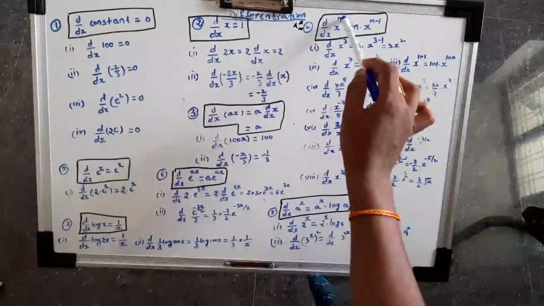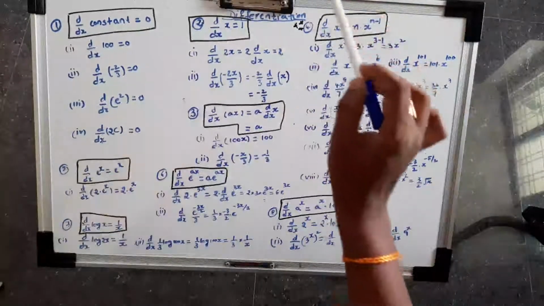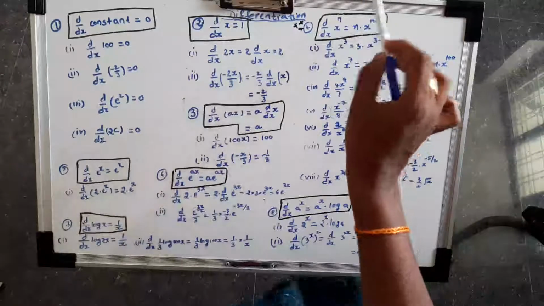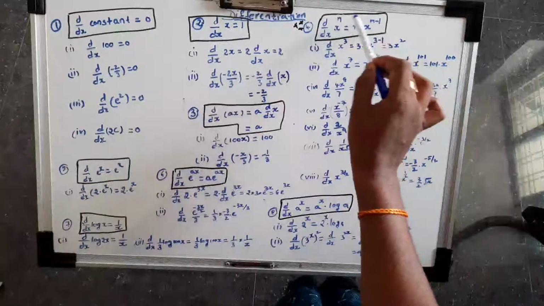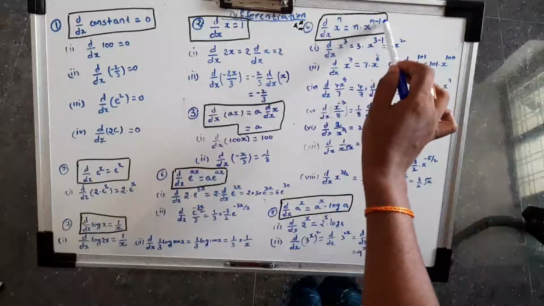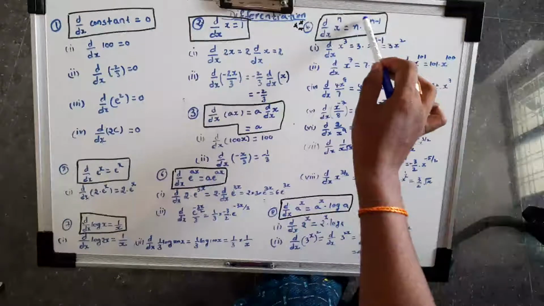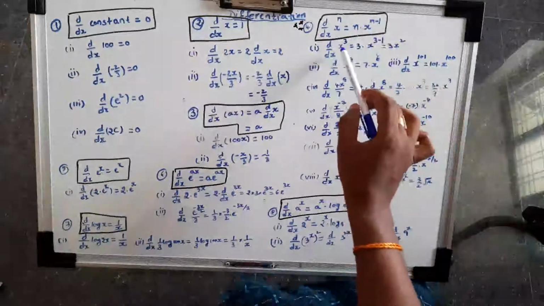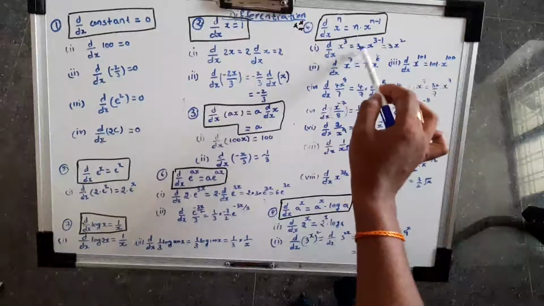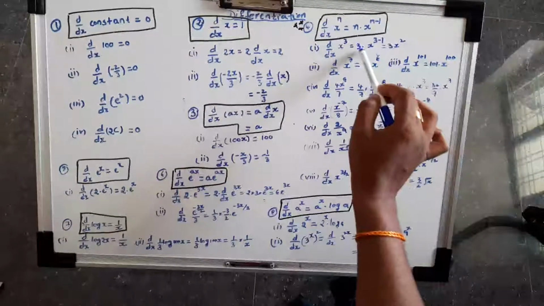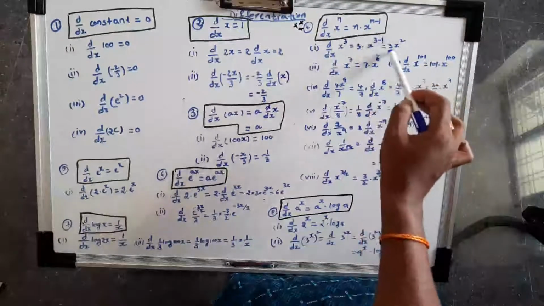Derivative of x power n. If any variable has a power, the formula is n times x power n minus 1, where n is the power. So the power is reduced by 1. You write the power first, multiply with the variable, and the power is reduced by 1. Here also, see x cube: the power is there, so write that power first, 3 into x power 3 minus 1, which is 3x square.